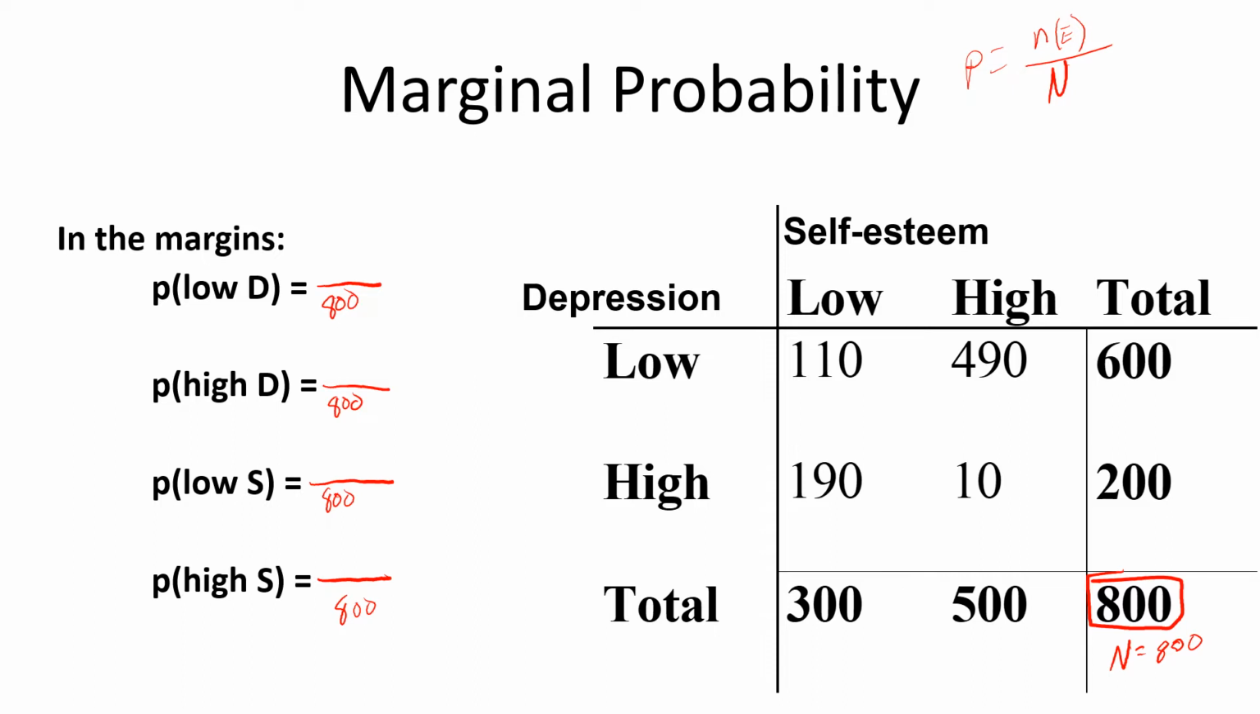So we can now look at this. Let's look first at the probability of low depression. How many have low depression? Look for a second, figure that out on your own. Don't look inside the chart, look in the margins. See, we're doing marginal probabilities. The margins on the sides and the bottom. How many have low depression? Depression, low, 600 do. So we're going to throw in 600 there. So it's 600 divided by 800, which is also equal to 0.75.